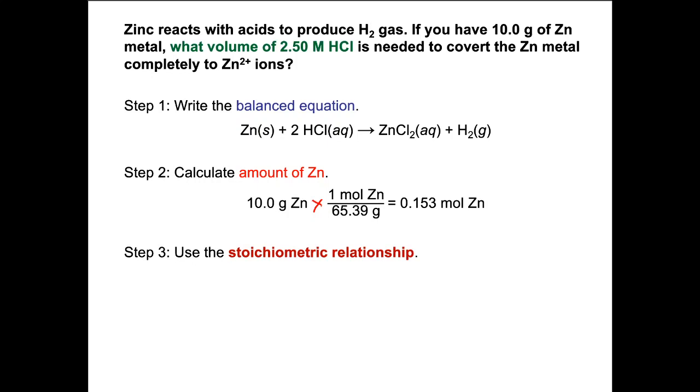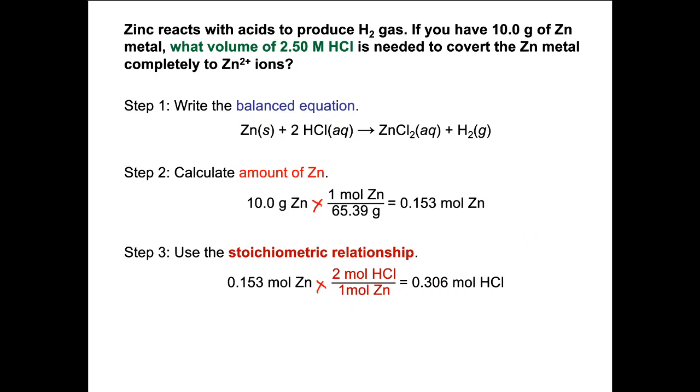Now we'll use their stoichiometric relationship. Okay, so there's our 0.153 moles of zinc and it reacts with 2 moles of HCl for every 1 mole of zinc. So really we need 0.306 moles of HCl.